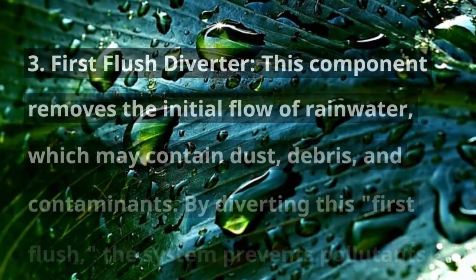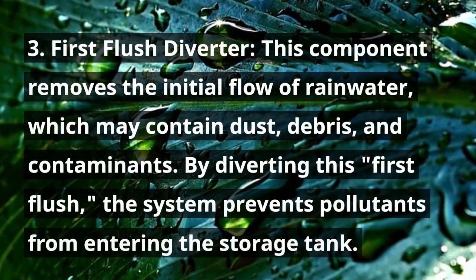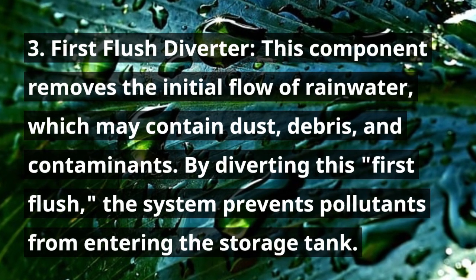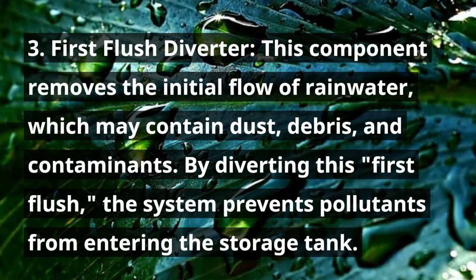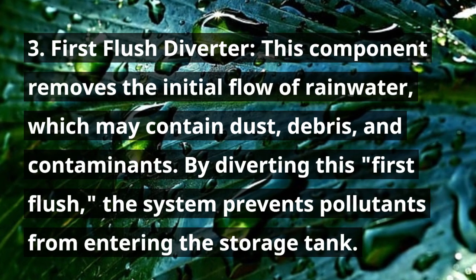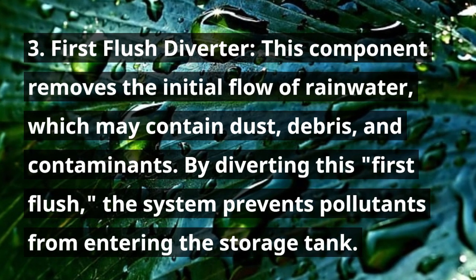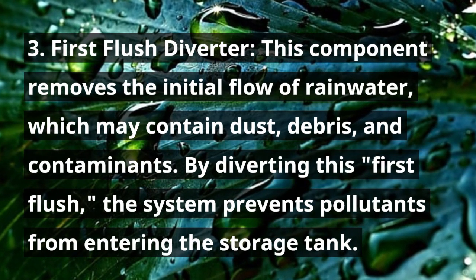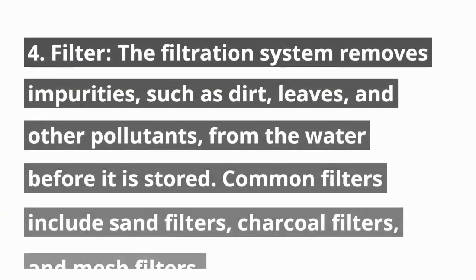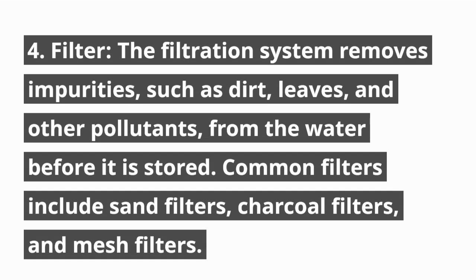3. First flush diverter. This component removes the initial flow of rainwater, which may contain dust, debris, and contaminants. By diverting this first flush, the system prevents pollutants from entering the storage tank. 4. Filter. The filtration system removes impurities, such as dirt, leaves, and other pollutants, from the water before it is stored. Common filters include sand filters, charcoal filters, and mesh filters.